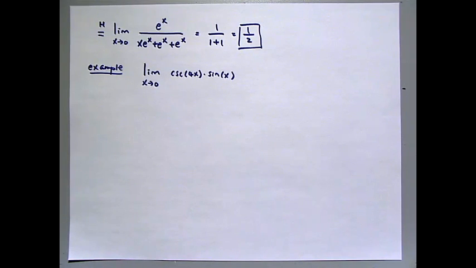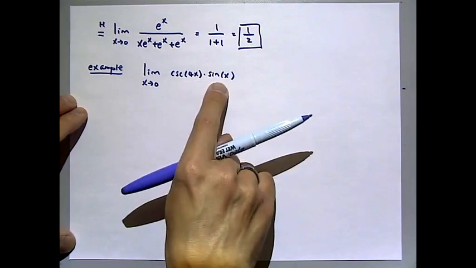What's the cosecant of 0? What do you get? Cosecant is 1 over sine, right? So cosecant of 0 gives you 1 over a small number, infinity, right? So this guy goes to infinity. This guy goes to 0.